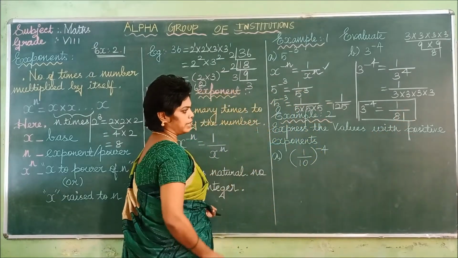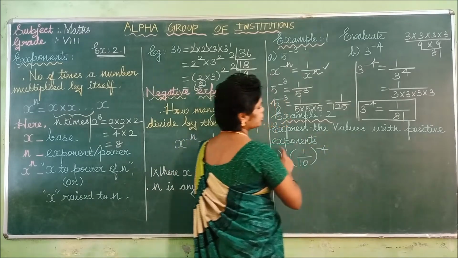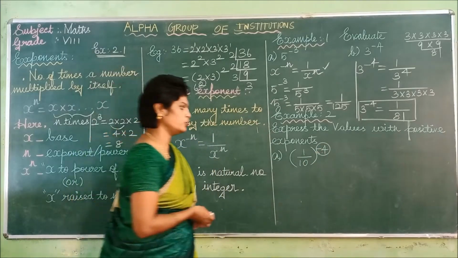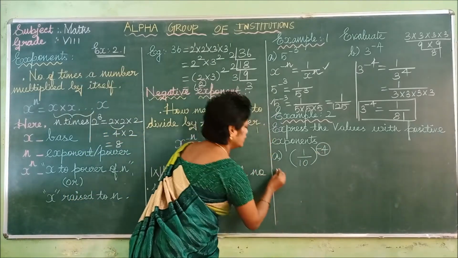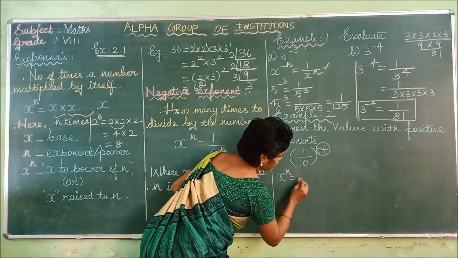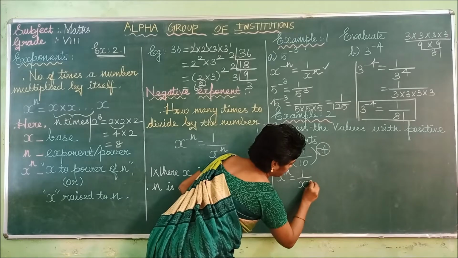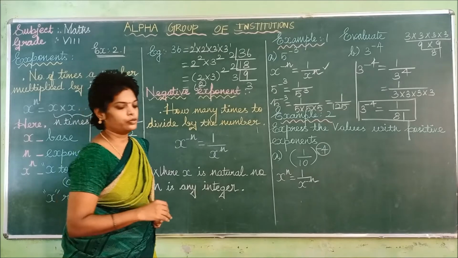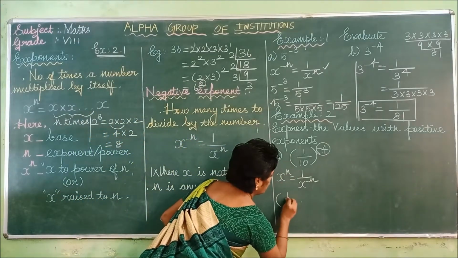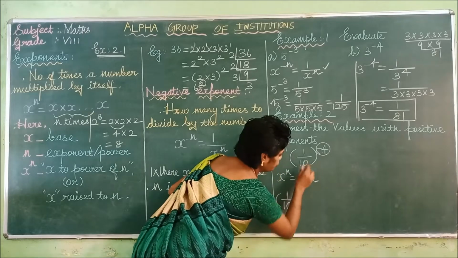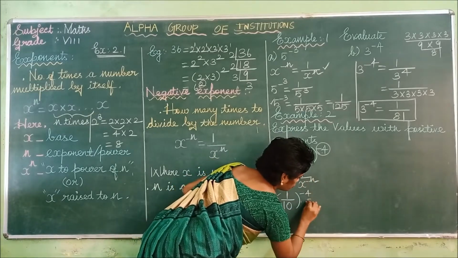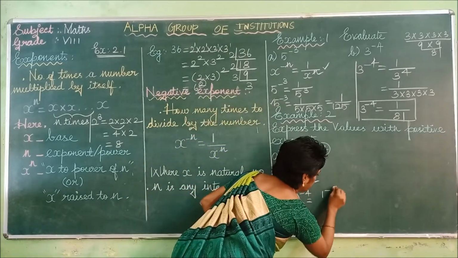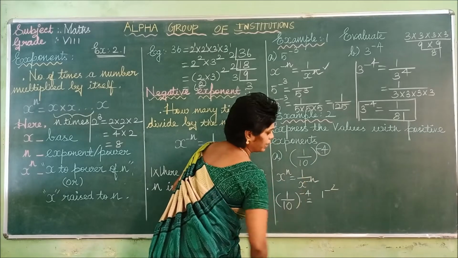So listen to the next example. Express the values with positive exponent. The given is a negative exponent. You have to change the value into a positive exponent. So what is the formula here? X power n is equal to 1 divided by x power minus n. So each and every sum you have to write the formula. Then only you will know which one we are using here. So write the question once again: 1 divided by 10 to the power minus 4. So you can split and write the powers, or else you can use this formula and write.